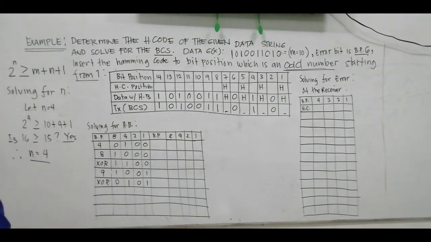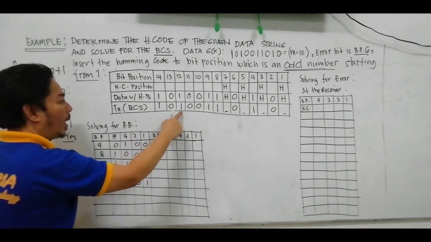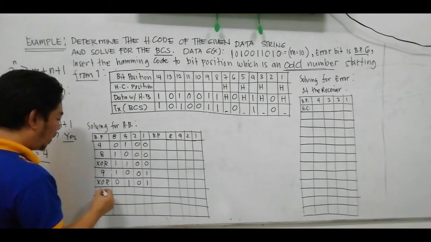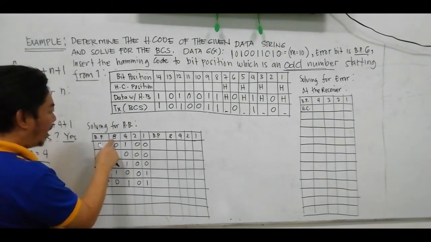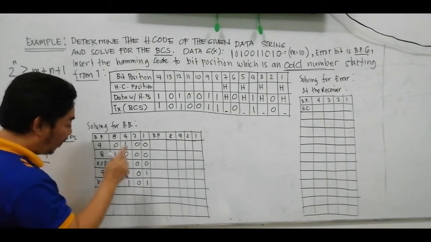The next is bit position number 12. So bit position number 12, that is 8 plus 4. So 8 plus 4.